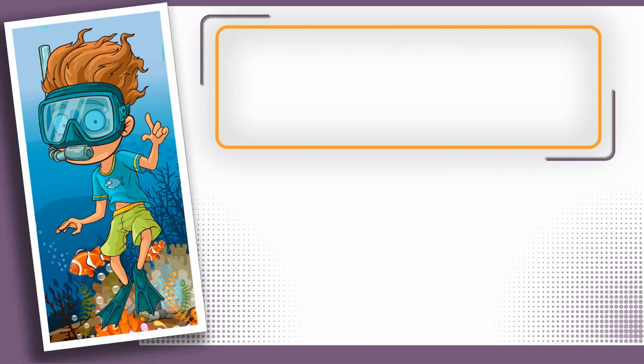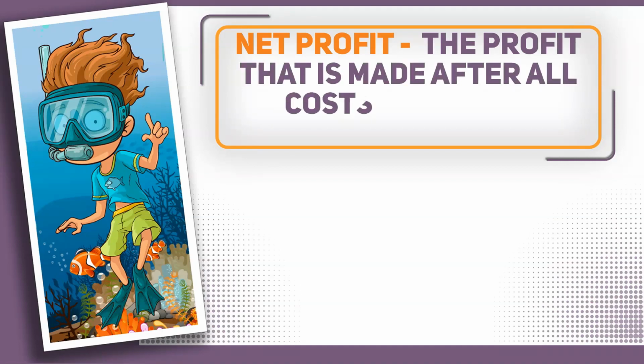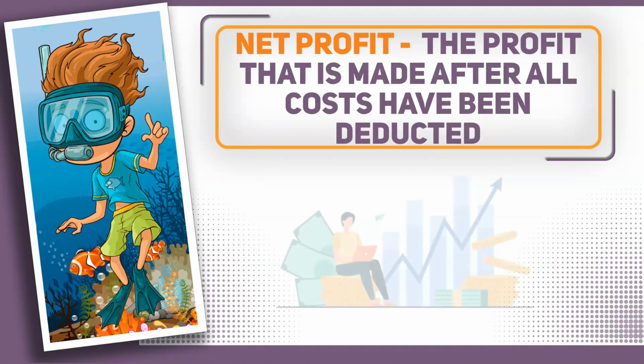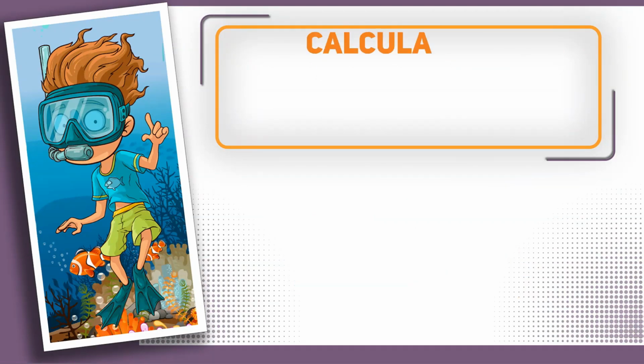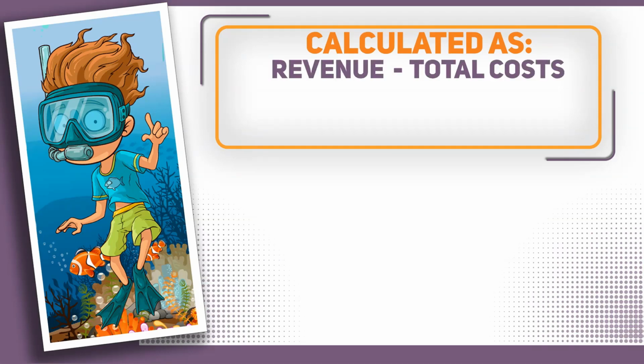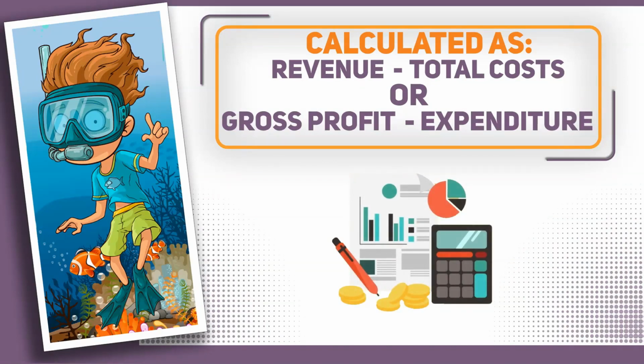But then he could just consider net profit. This is the profit that is made after all costs have been deducted. This is basically what you are left with at the end of everything. It can be calculated as revenue minus all costs, or gross profit minus all other expenditure. Josh's net profit can be calculated by taking his gross profit and then deducting all the other running costs of his business, the rent, the IT costs, the wages.